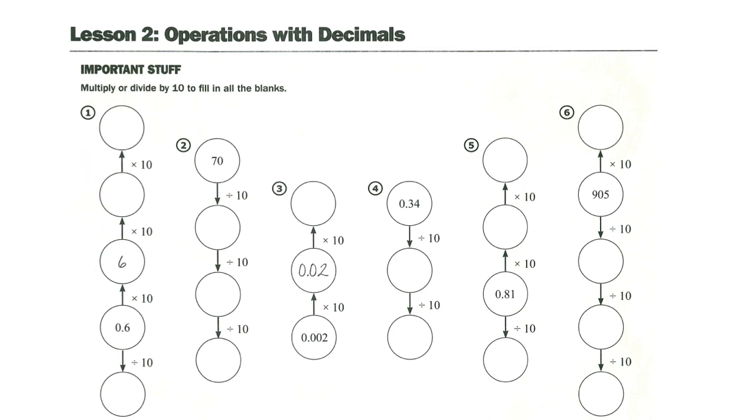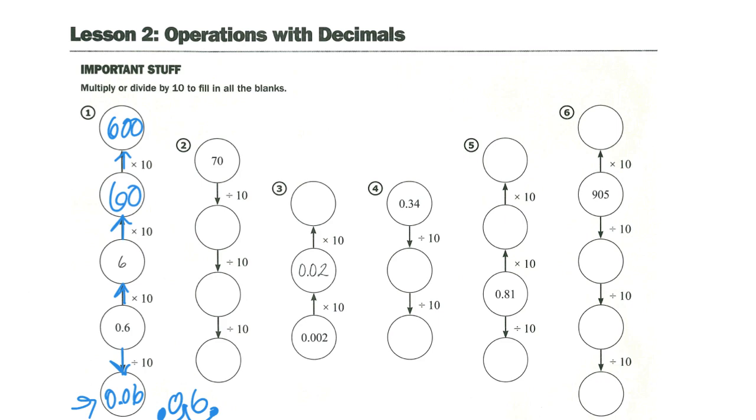blanks. So looking at number 1, as we go up, it says that we are multiplying by 10. So 0.6 times 10 is 6. 6 times 10 would be 60, and 60 times 10 would be 600. Going down, we are dividing by 10. And I'm noticing that every time I multiply by 10, the decimal is moving to the right. So every time I divide by 10, the decimal is going to go to the left. So I end up with 0.06 down here.